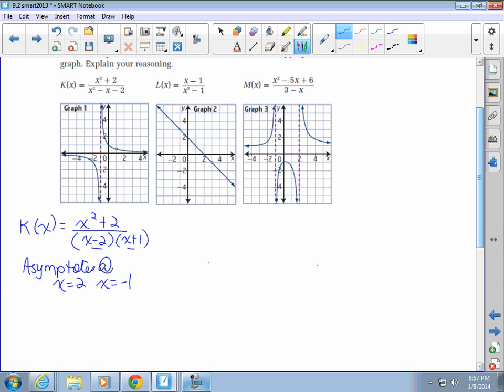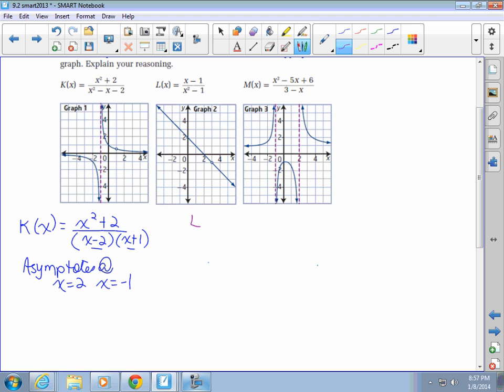So you can tell by looking at this right off the bat, and I'm going to finish doing them all, but this third graph has two vertical asymptotes. It's the only one that does. So I'm pretty sure that that's the graph I'm going to go with. It also has no points of discontinuity. But let's try solving the other ones.